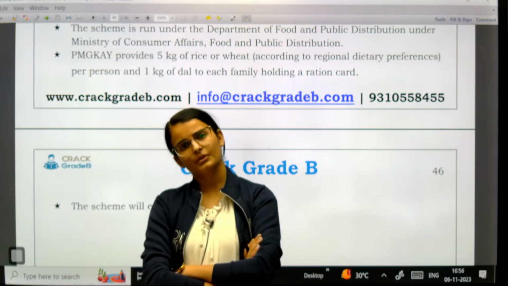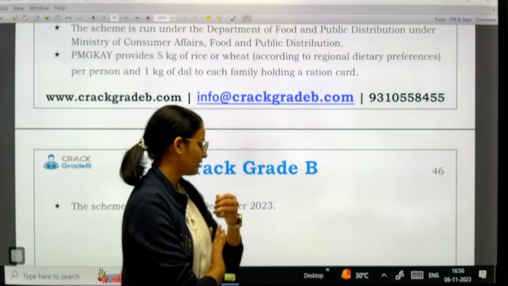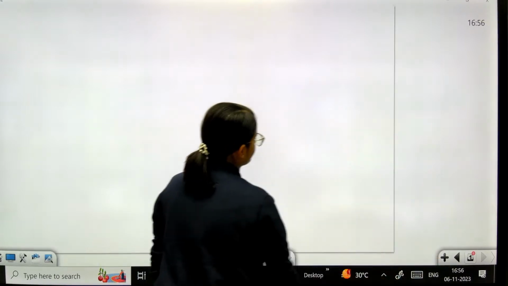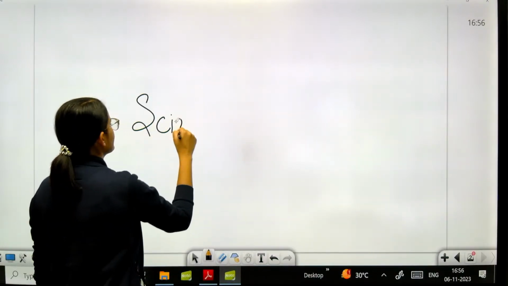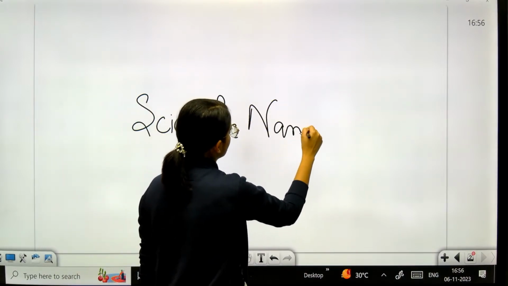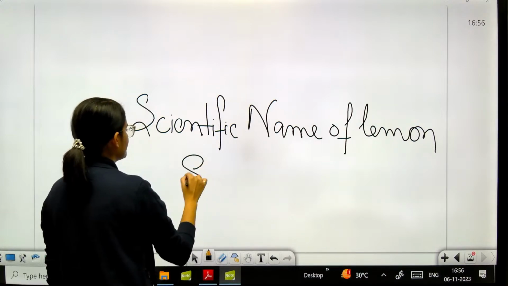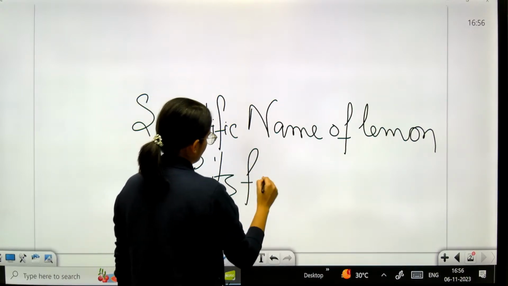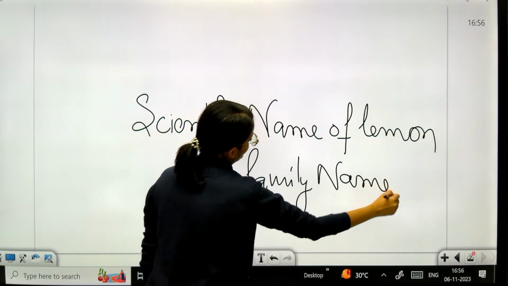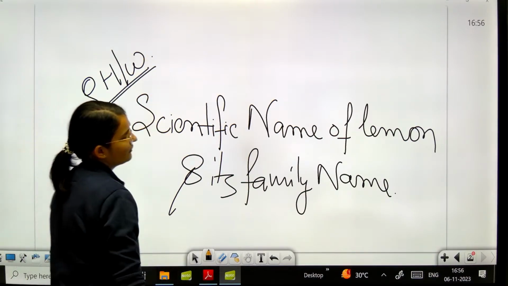Okay, so there is a homework for you. Please write the scientific name of lemon in the comment box. This is the homework, okay. Please remember the scientific name of lemon and its family name. I will daily give you one homework question, okay? You write the scientific name of lemon and its family, okay?